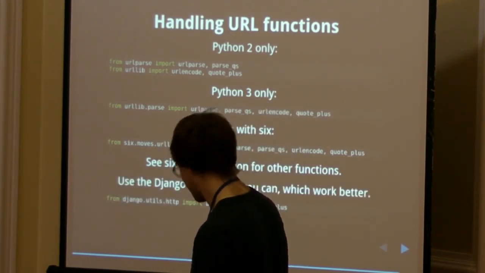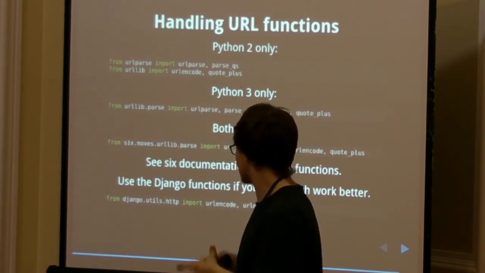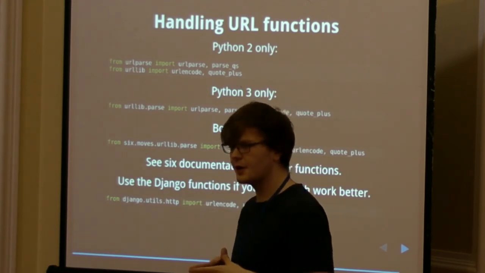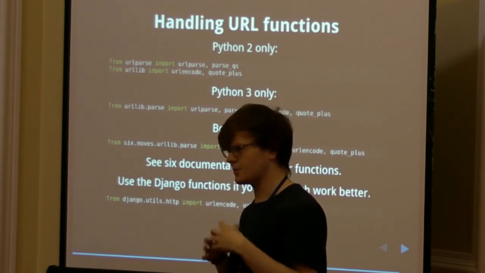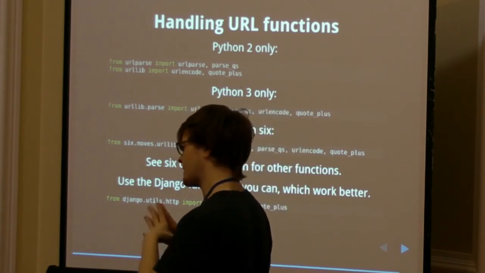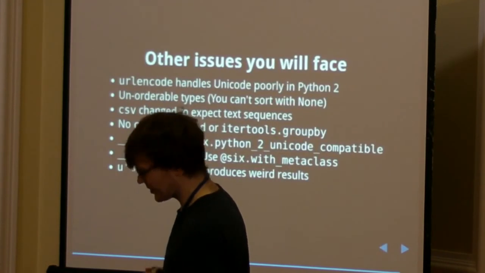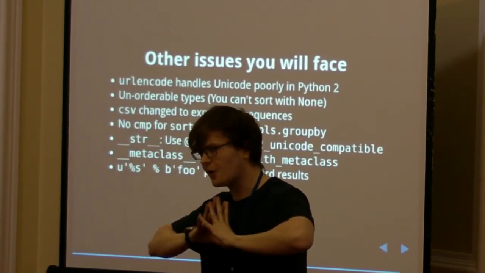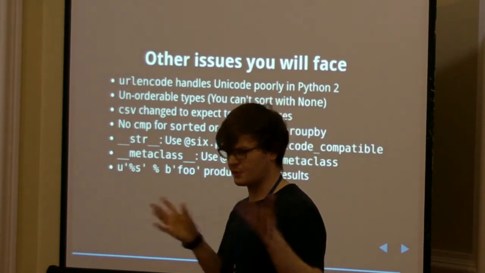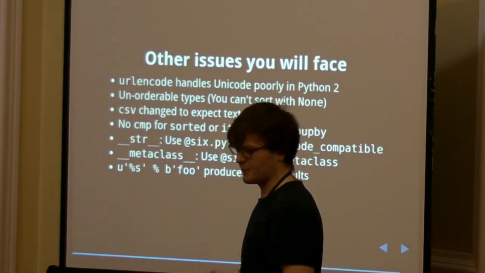And in Django, I highly recommend using the Django versions of these functions instead, like urlencode and quote_plus, for your own code, because the Python 2 version doesn't handle Unicode text sequences as well. I don't have time to get into that, but if you want to know details, I'll speak about that later. Unfortunately, I don't have too much time to go through all the issues that you'll experience. There are many, many of them. And I'll also speak briefly about these issues here.